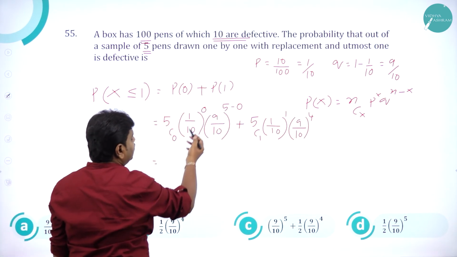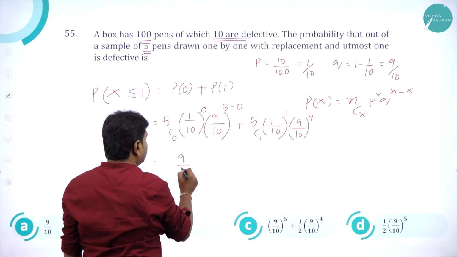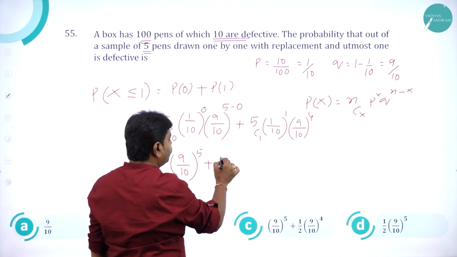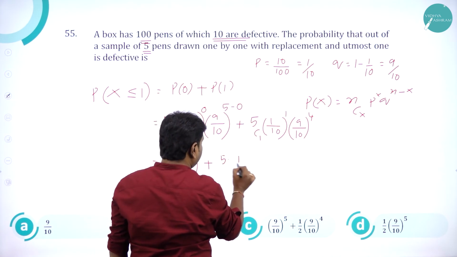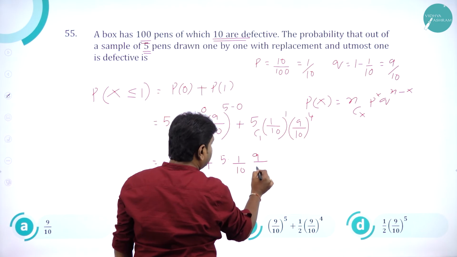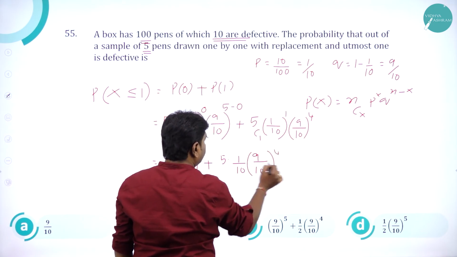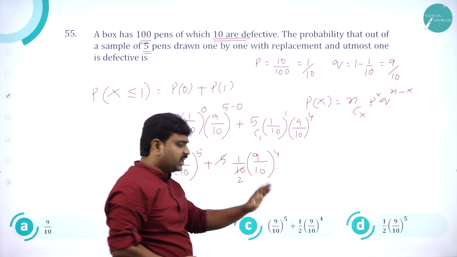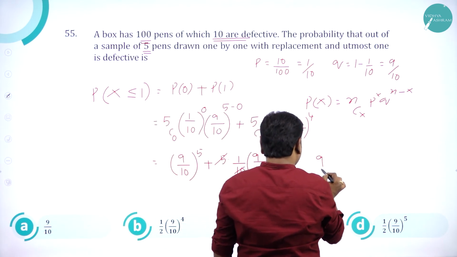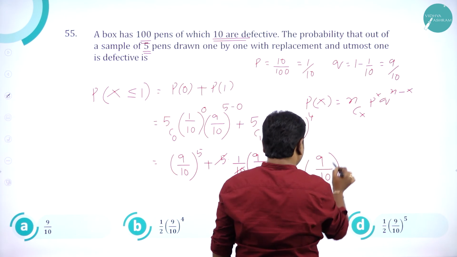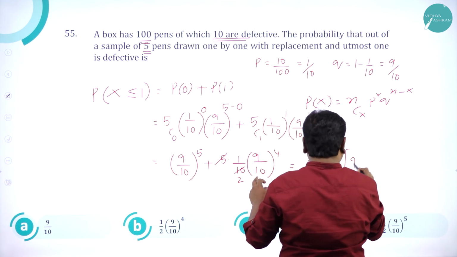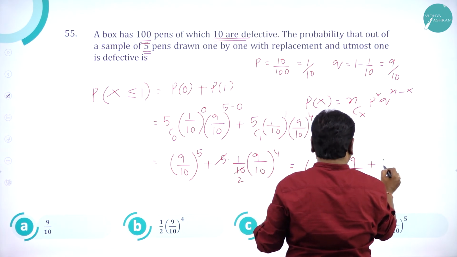Now 5C0 is 1. This is also 1. So we will get 9 by 10 power 5 plus here 5C1 is 5 and this will become 1 by 10, and this will become 9 by 10 power 4. So 5 ones are 5, 5 twos are... Observe 9 by 10 power 5 and 9 by 10 power 4. Take 9 by 10 power 4 out. If I take 9 by 10 power 4 as common, I will be left with 9 by 10 here, and this will become 1 by 2.